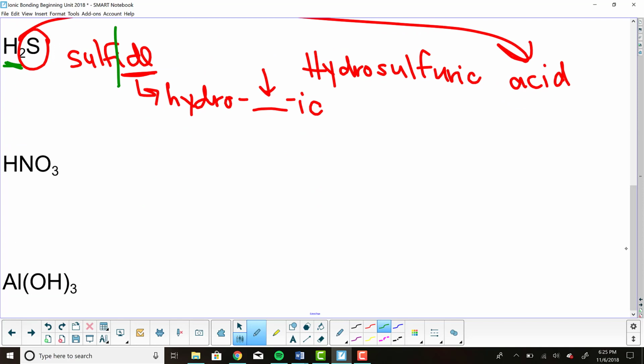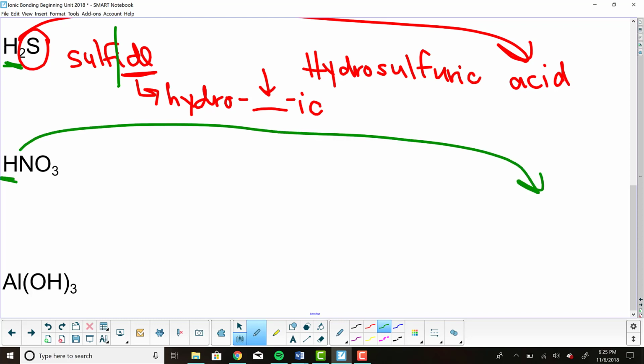Moving on to the next example, we have HNO3. Again, we see this H, and all it tells us to do is write acid at the end. That's all it tells us to do. We don't even have to worry about anything else with the hydrogen. Then to figure out the name, we just look at the polyatomic ion. You'll notice here, I did not put parentheses around the NO3. I could have written parentheses there, but I did not. It's up to you to be able to recognize NO3 as a polyatomic ion.